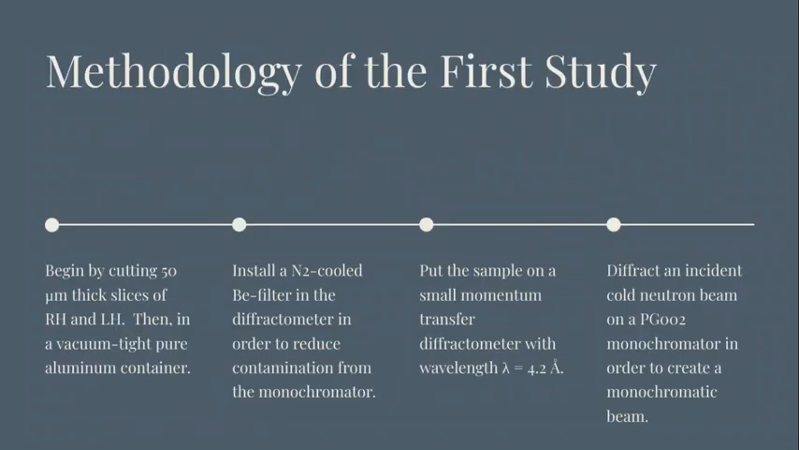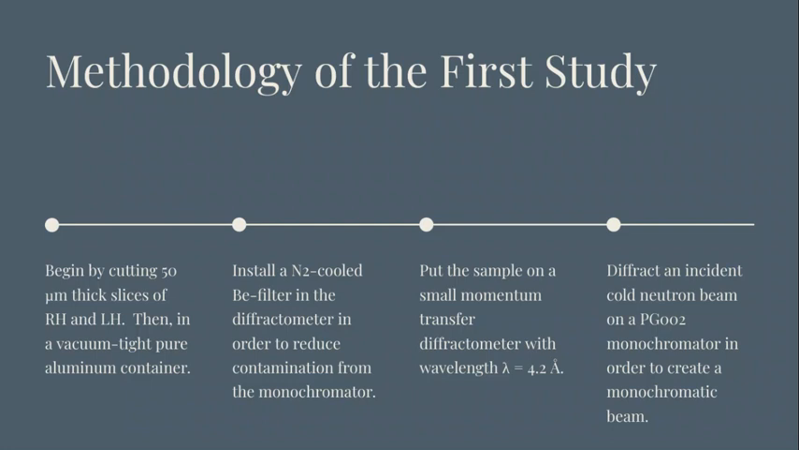For the first experiment I researched, you have to begin by using a cryotome to cut 50 micrometer thick slices of hypothalamus, which is the part of the brain that controls body temperature, hunger, and thirst. The thickness was chosen to limit neutron absorption from water, which minimizes the chance of multiple scattering events taking place.